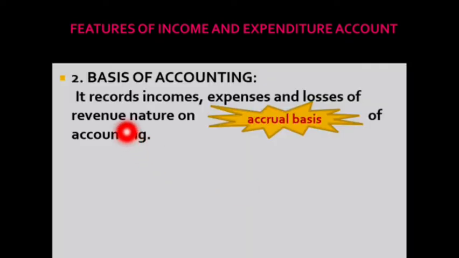Second point is basis of accounting. It records income, expenses and losses of revenue nature on accrual basis of accounting. So both cash and credit transactions of that particular period will be recorded. Income, expenses or losses of revenue nature on accrual basis of accounting are followed by the income and expenditure account.